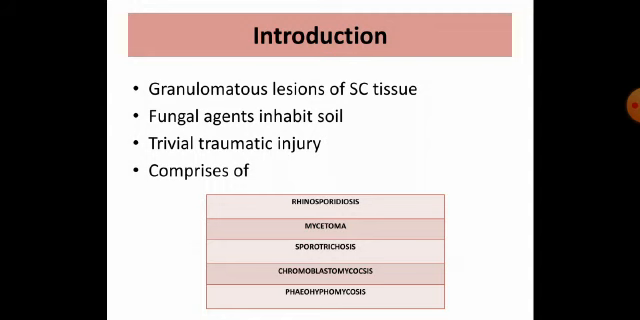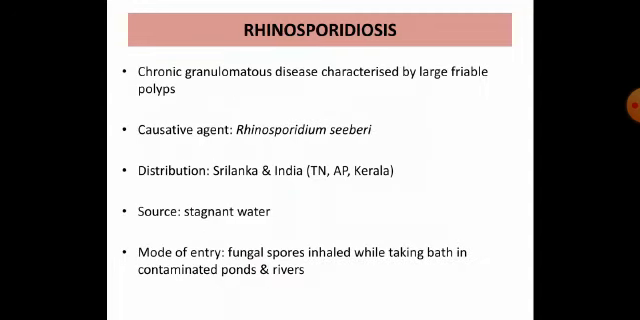The fungi which are known to cause these kind of infections inhabit the soil, and the type of injury that they cause is very trivial traumatic injury. Through this the fungi enter into the superficial layer, then they start further invading and reach up to the subcutaneous tissue and set up the infection. So there are different types of subcutaneous mycosis which comprise rhinosporidiosis, mycetoma, sporotrichosis, chromoblastomycosis and phaeohyphomycosis. I will be dealing with each one in detail.